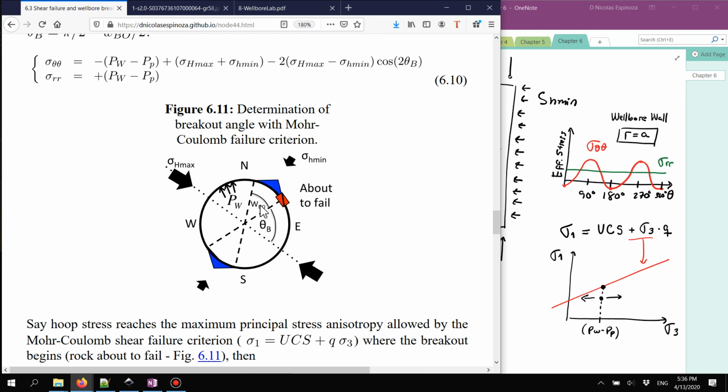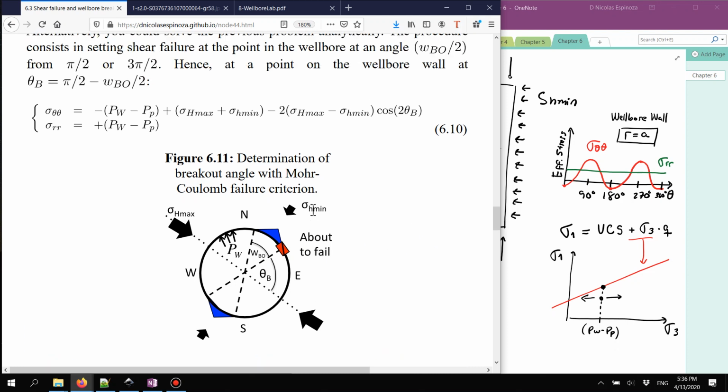Okay, so how do we determine this value? We use the equations of Kirsch.